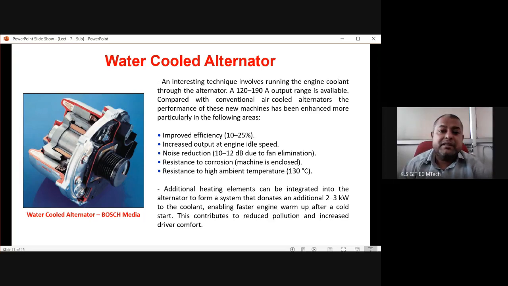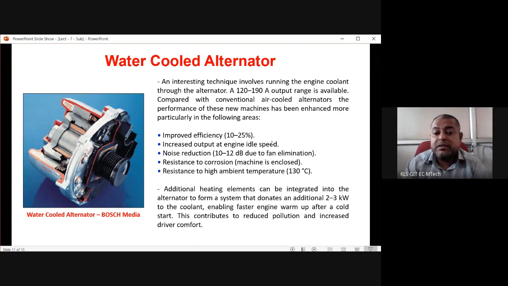Water cooled alternator. So an interesting technique involves running the engine coolant through the alternator. So coolant is nothing but water here. So 120 to 190 ampere output range is available. Cooling is actually increasing the efficiency of the alternator. Compared to the conventional air-cooled alternator, the performance of these new machines has been enhanced, more particularly in the following areas. So these are the improved efficiency, increased output, noise reduction. So 10 to 12 dB reduction in the noise. So 10 to 12 dB is the noise power reduction.